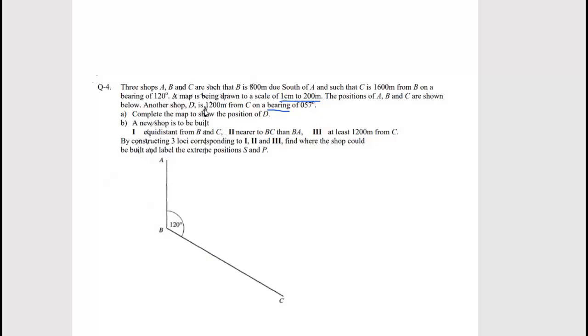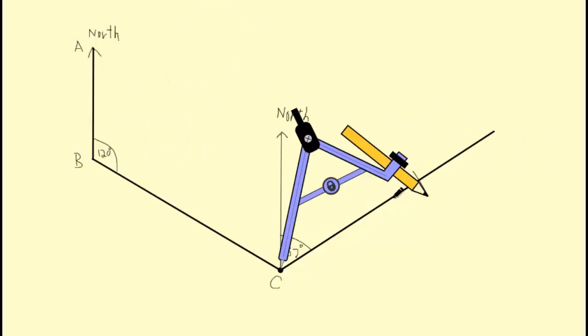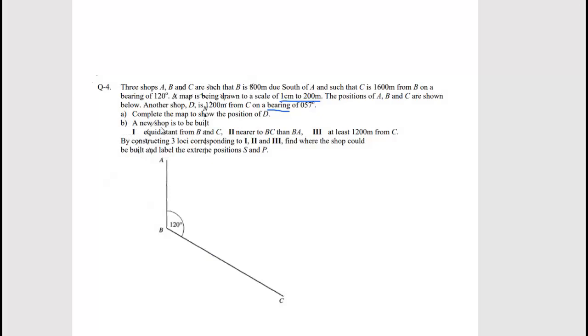And the shop D is also 1200 meter from C. That is, according to this scale, 6 centimeter from C. Open the compass 6 centimeter and cut this line up to 6 centimeter. And this is our point D, which is 1200 meter from C at the bearing of 57 degree. So we have to draw the bearing first and then cut that bearing line up to 1200 meter, that is 6 centimeter.